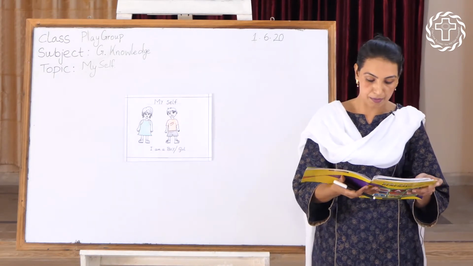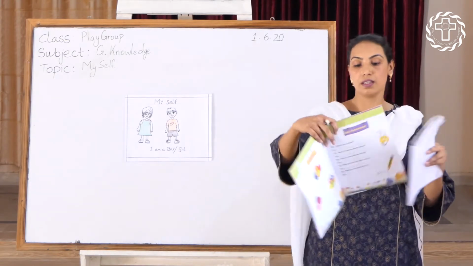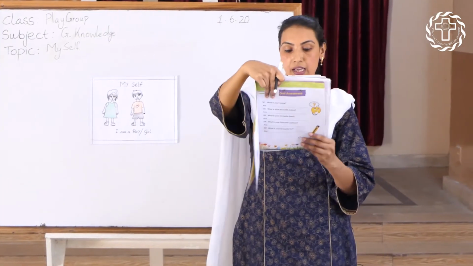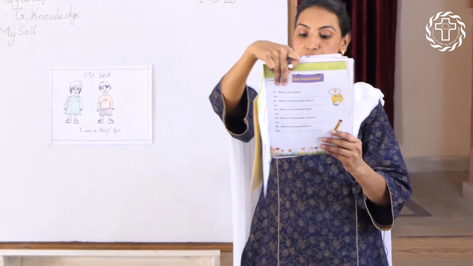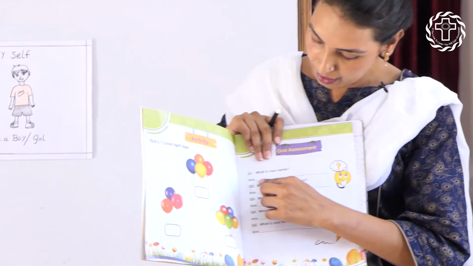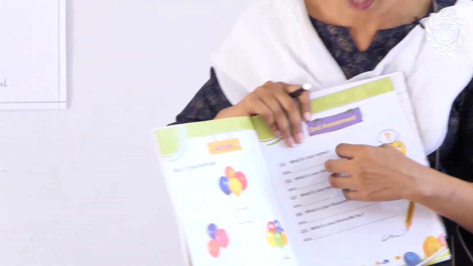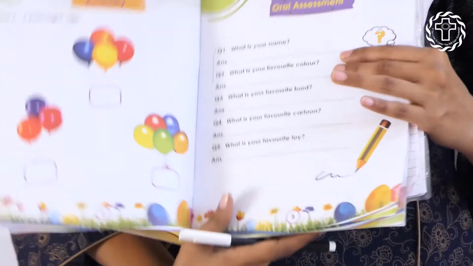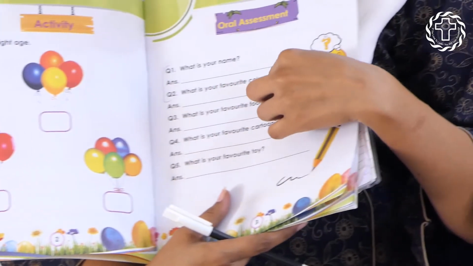Okay, students, open your workbook page number 3 and here we have some questions. What is your name? Okay, see here. I have a question number 1, what is your name? Fill this with the help of your parents and write here your name, okay? Like Sarah, Sana, anything you have, okay? You will write here.